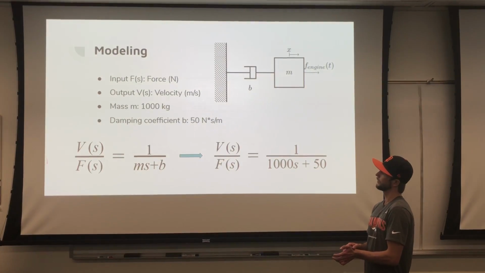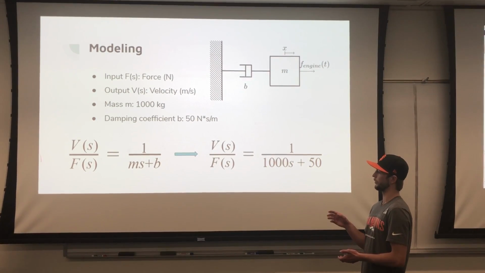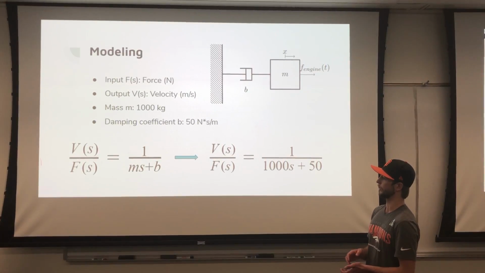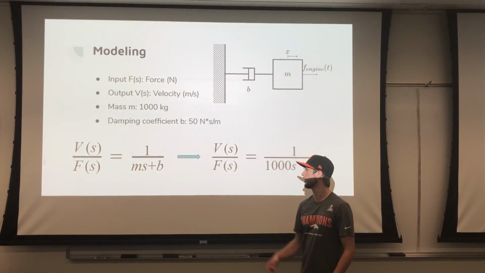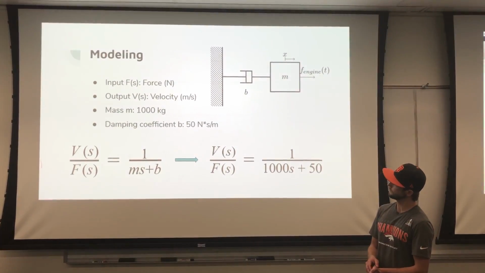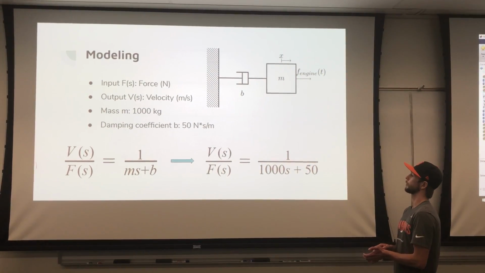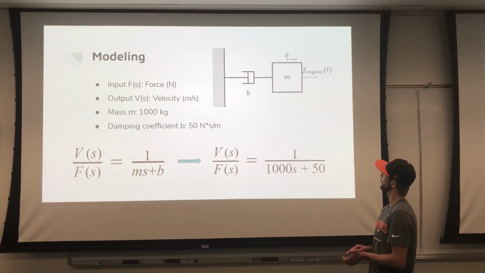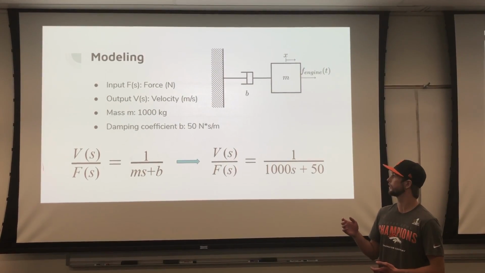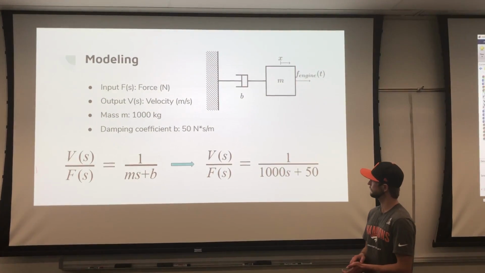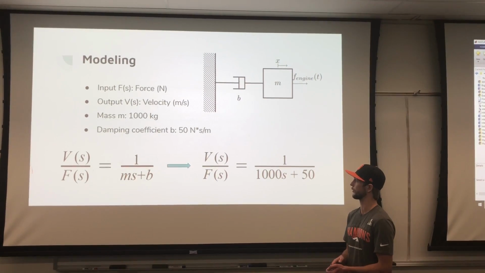And we got 1 over ms squared plus bs. And we derived this to get the transfer function for velocity over force. And that's shown right here, 1 over ms plus b. And then we inserted some values for our damping coefficient as well as our mass. So for our damping coefficient, we estimated about 50 newton-seconds per meter just for air resistance. And then for the mass of the vehicle, we just used 1,000 kilograms.